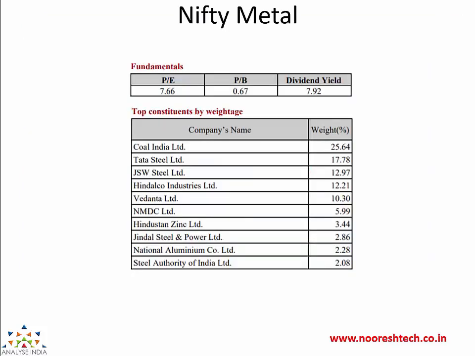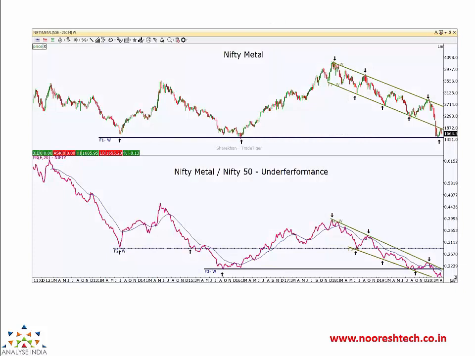Next we see is the Nifty Metal Index, where the highest weight comes from Coal India, followed by Tata Steel, JSW Steel, Hindalco and Vedanta. Let us look at the Nifty Metal chart. Again, the Nifty Metal chart is currently trading at the lows of 2016 and 2013. However, the ratio chart has broken the lows of 2016 and 2013, signifying a continuous underperformance as compared to Nifty.